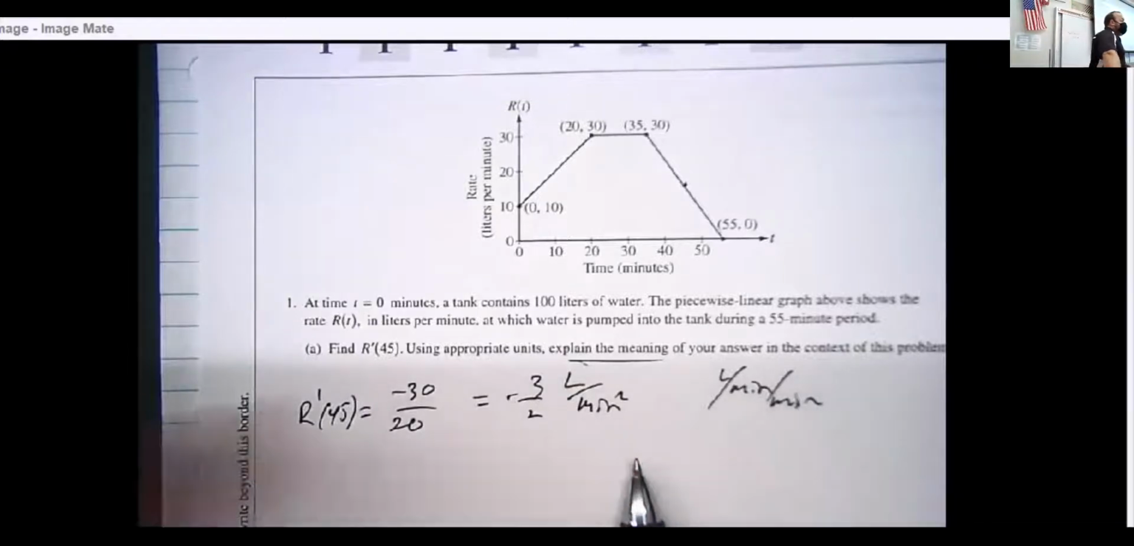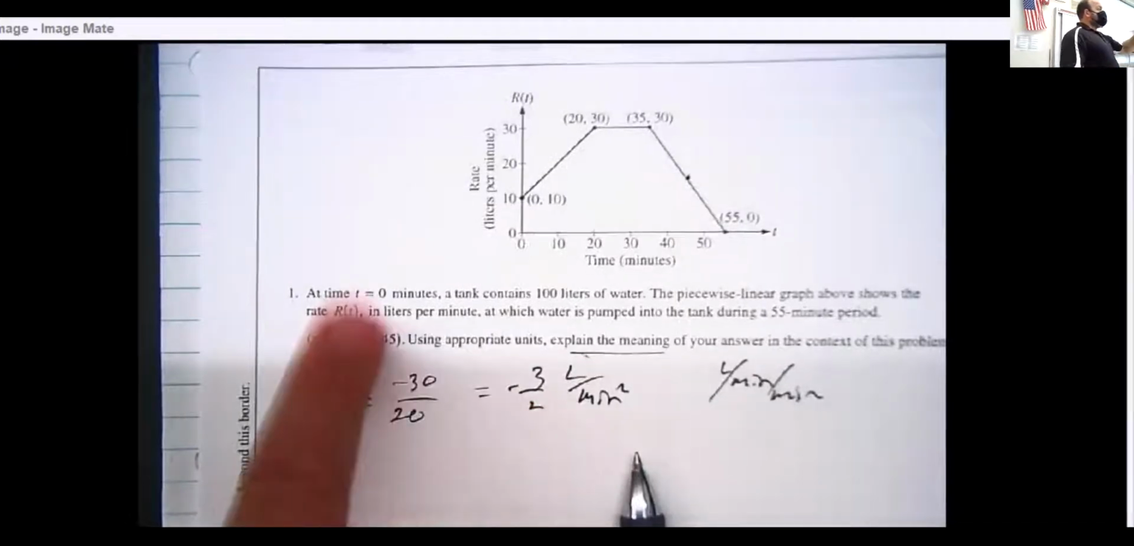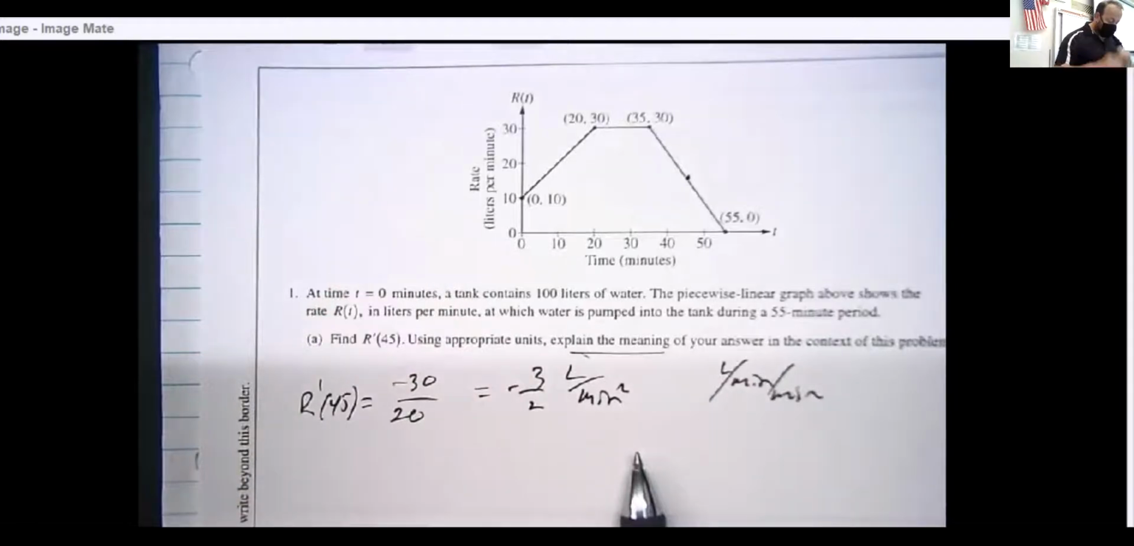Now, the reason I went over that statement, and I decided not to write it since you probably wouldn't be able to read what I wrote anyway, is that I wanted to say it out loud because on the test and on my final exam, you don't just say it was decreasing by -3/2. You have to say at 45, right? That the water pumped is being, so that full explanation is important.